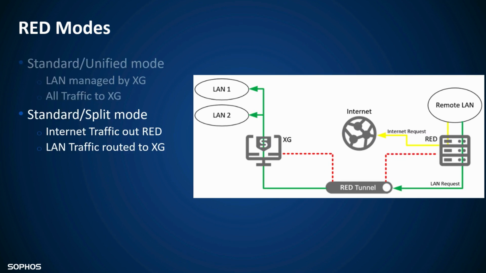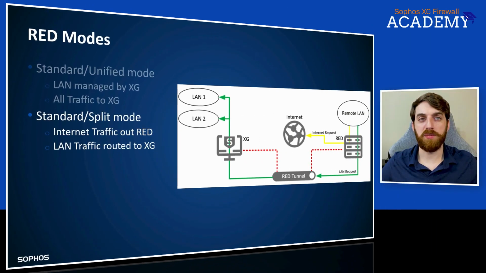The other method is standard split mode. This is where the internet traffic will go out the RED device itself. It will NAT out the public IP that is provided on its WAN side and then take all the LAN requests and send them across the RED tunnel to the XG. This will be for something where you don't really need to provide any security on that internet traffic, or, you know, bandwidth is a limitation there and you just want to utilize the local internet to offload all of that.